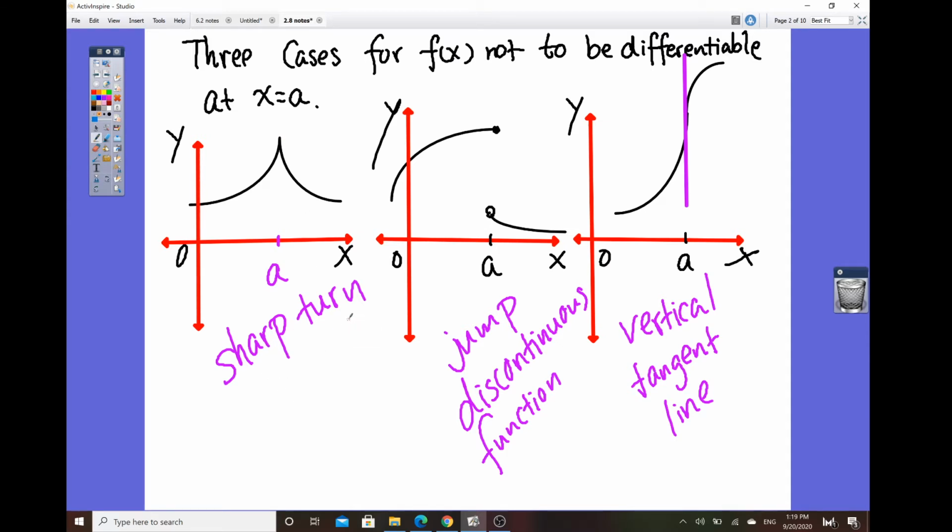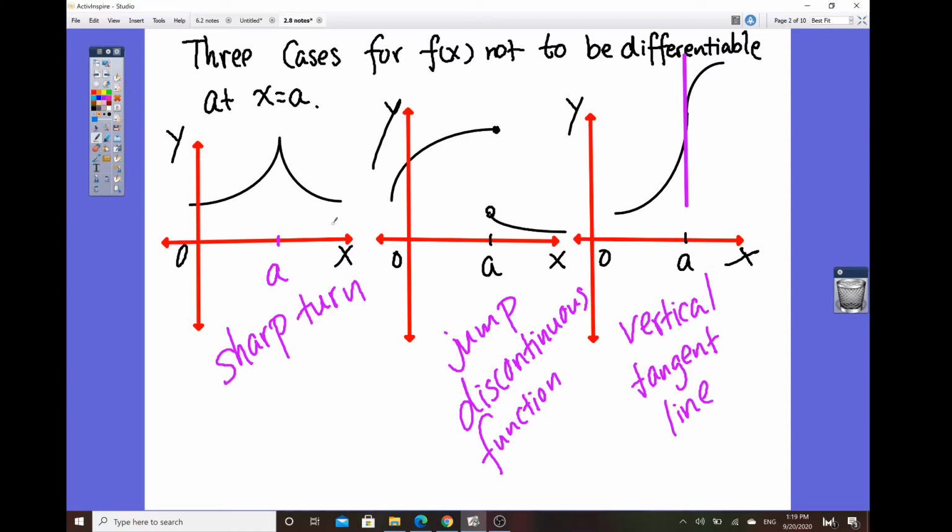This is a sharp turn. As you can see, the derivative for this curve right here is positive, but the derivative of this second curve right here is negative. The slope here is all negative, and the slope here is all positive. So a function being continuous doesn't guarantee that it's always differentiable.